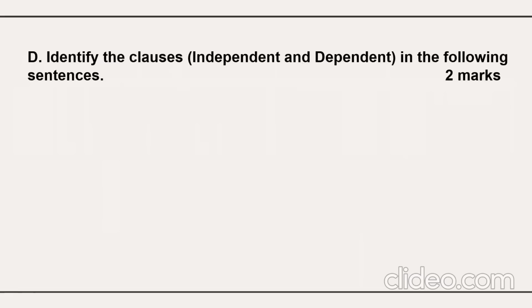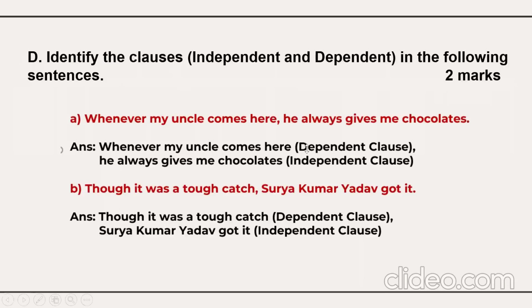Then find the dependent and independent clause. 2 marks question. So if you go through this question, whenever my uncle comes here, right? This is not a complete sentence. So this is called here dependent clause. He always gives me chocolate. This part is a complete sentence. So this is how you need to write the answer. So these questions I have taken from your model question paper. I have even done a video on the model question paper also. You can watch the complete solution of the model question paper.